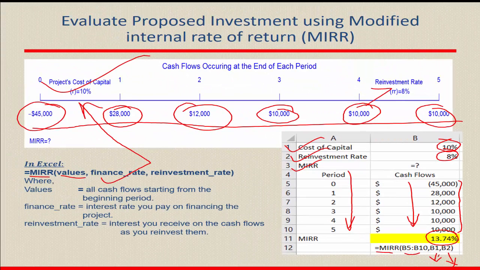And whether this is profitable or not, how do you know this? You have to compare this with the cost of capital. For this example, the cost of capital is 10%, and the MIRR is 13.74%, which means MIRR is more than the cost of capital. That is why this project is beneficial, or if you undertake this project, it is going to create value.